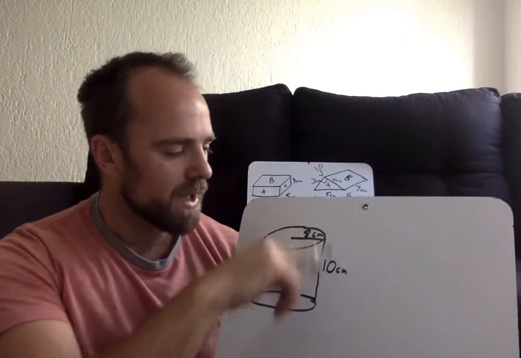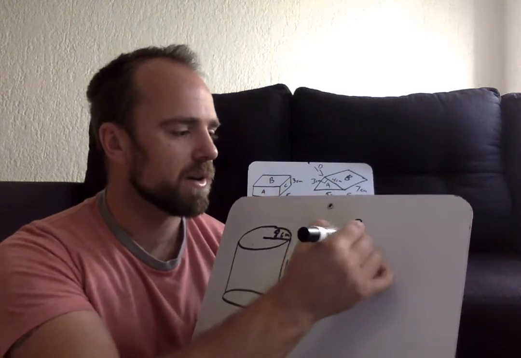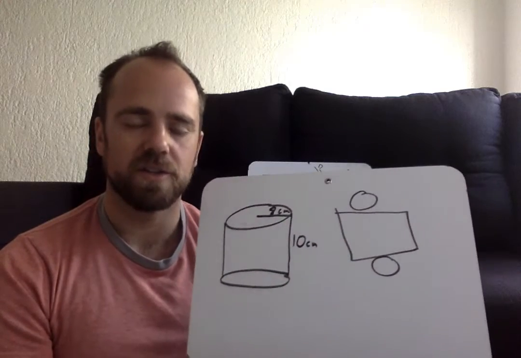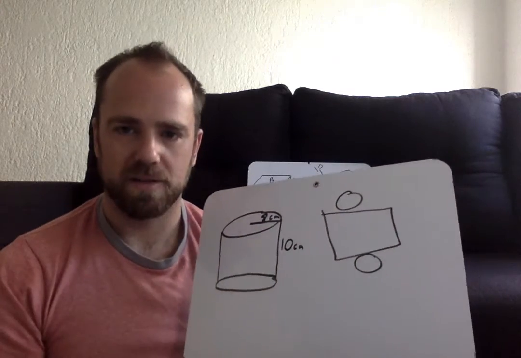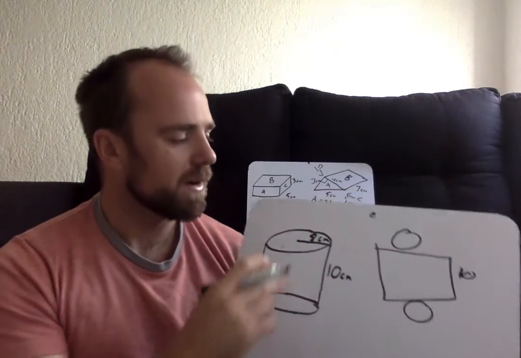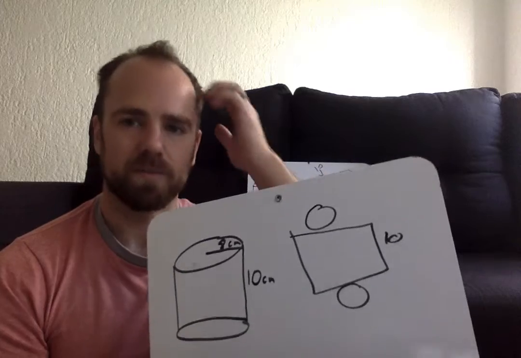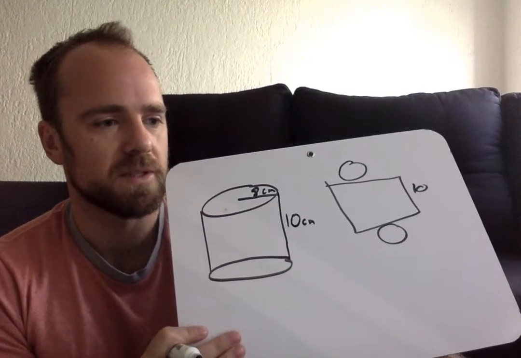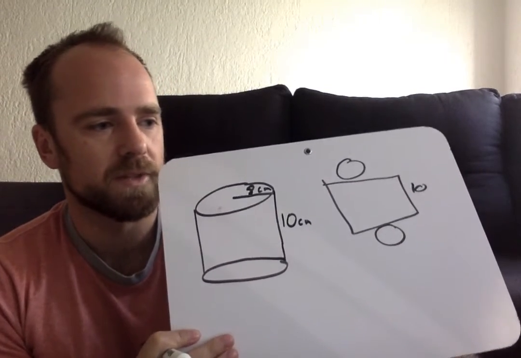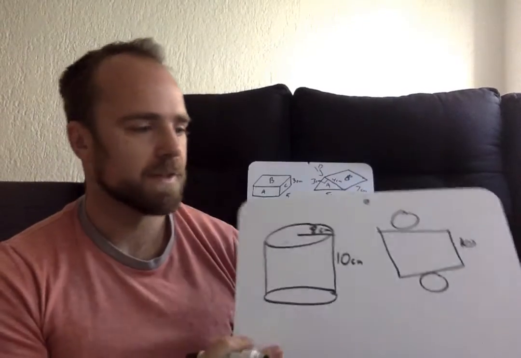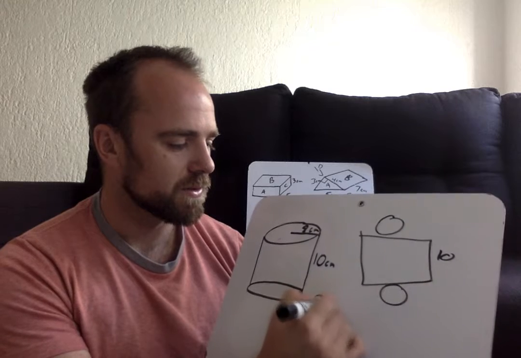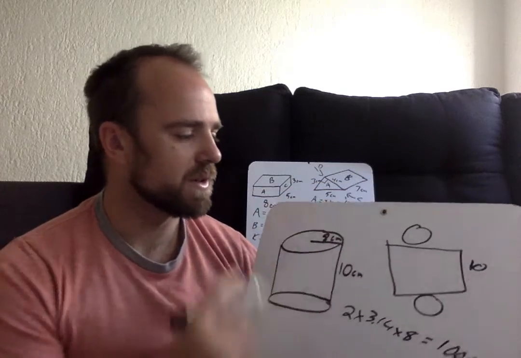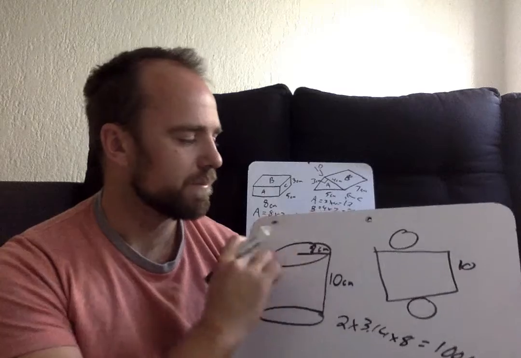To find the circular area around, I have my height of 10, but I don't know the base. Just a reminder, the net will look something like this. My circumference is actually going to give me my base, and then I have my height of 10. So how can I find my circumference? I can go 2 times pi times radius. So 2 times 8 times 3.14, and that's going to give me 100.48. That's going to be the length of my base.